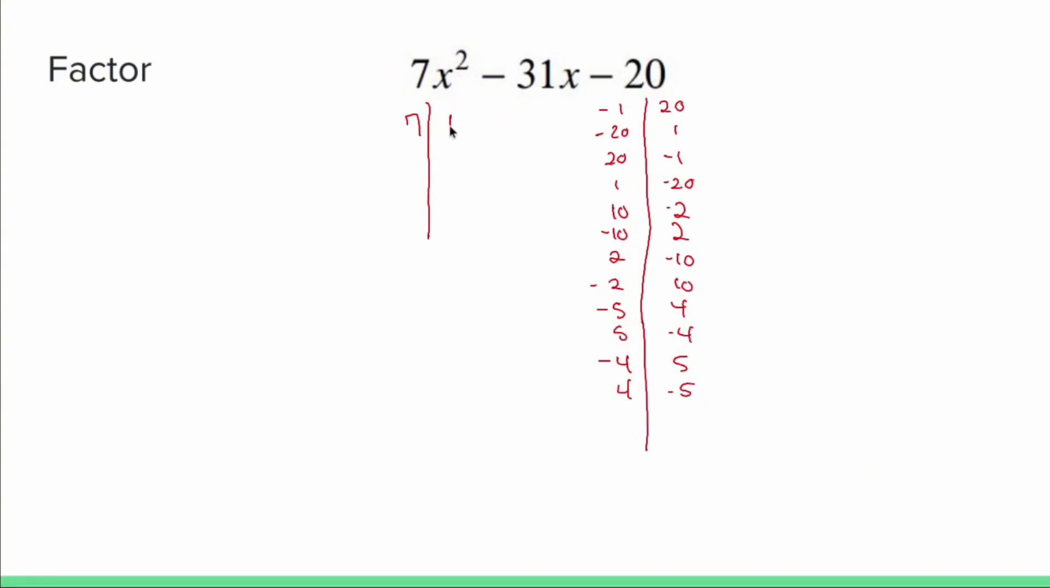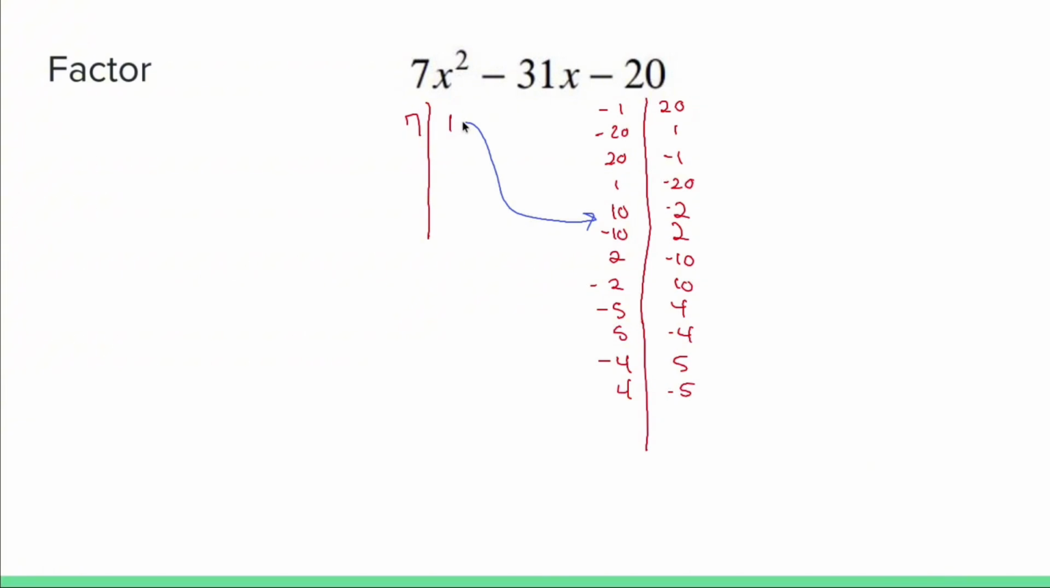Like we pick a number. We multiply the interior numbers, we multiply the exterior numbers, and we see which one of these adds up to negative 31. So maybe we take a guess, we take a stab, and we try 7 and 1. I don't know if that's going to work. In fact, I'm pretty sure it won't.